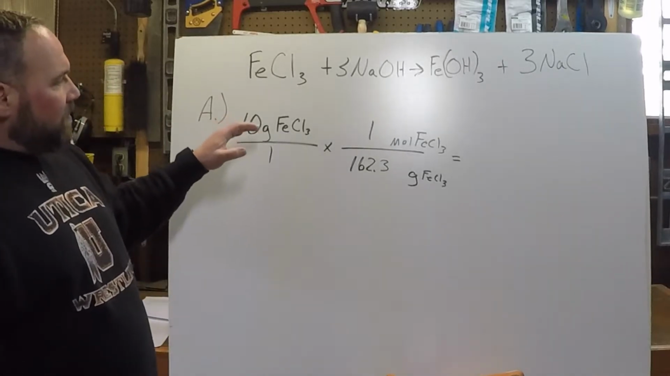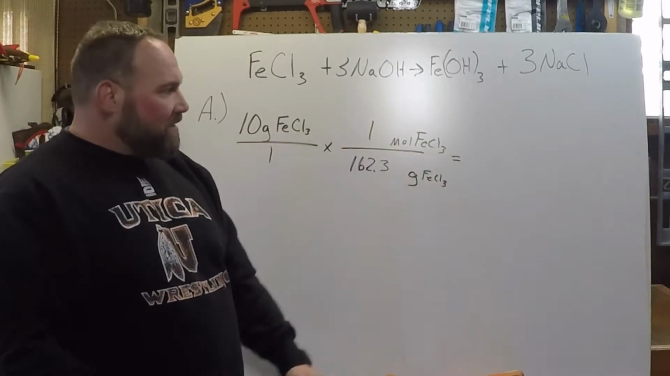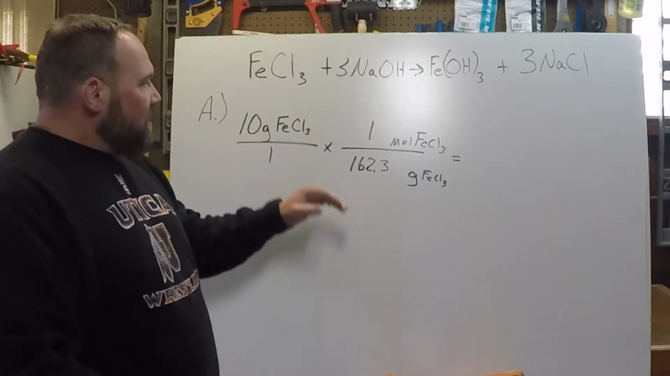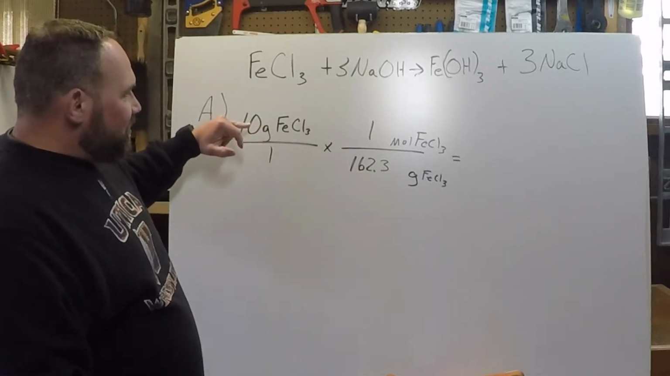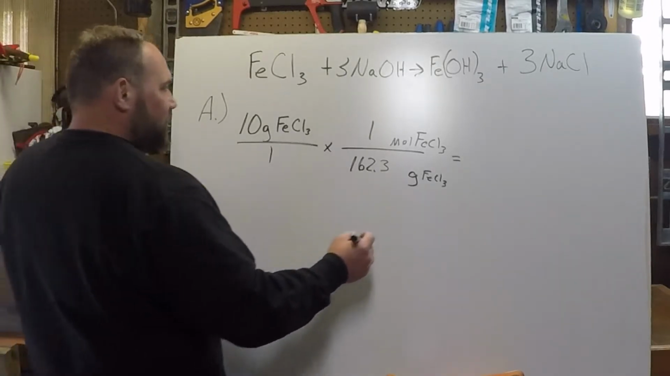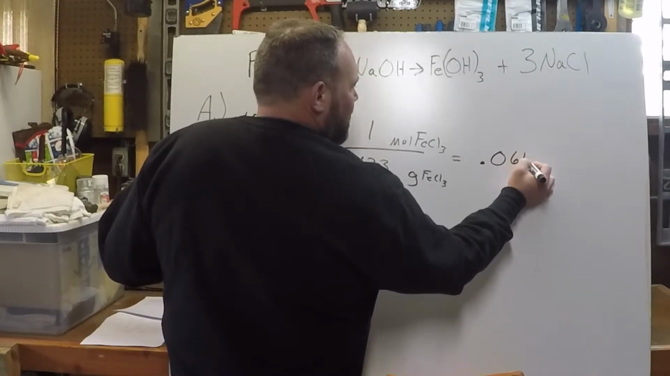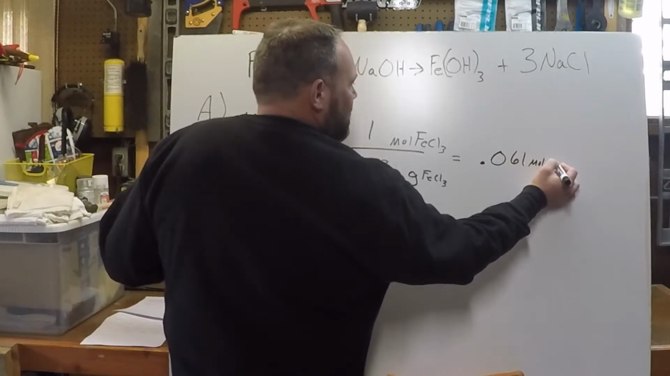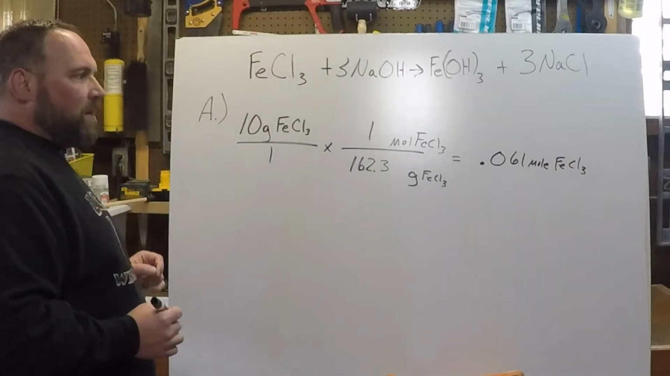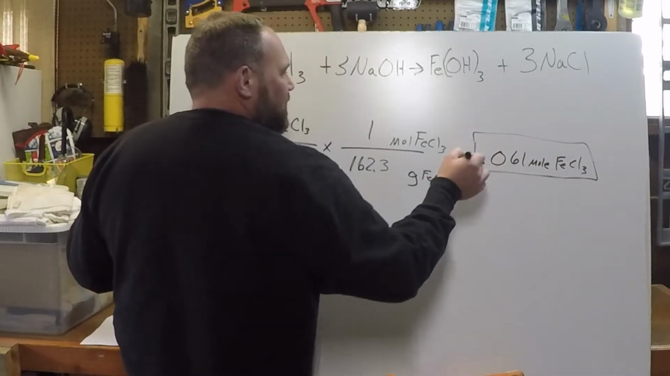Now, multiply everything on the top, divided by the bottom. So 10 times 1 is 10. 1 times 162.3 is 162.3. Then we divide those two. So basically we're dividing 10 by 162.3, and we should get 0.061 mole. This is mole of iron chloride. So I'm just going to go ahead and box that in.